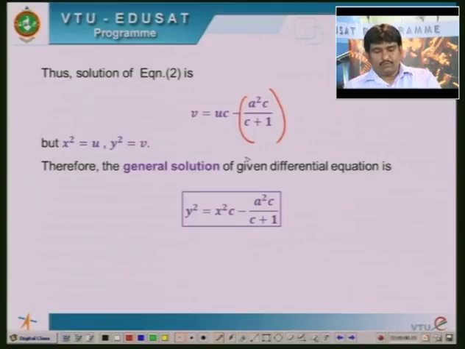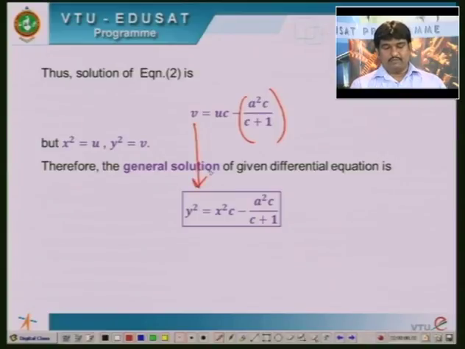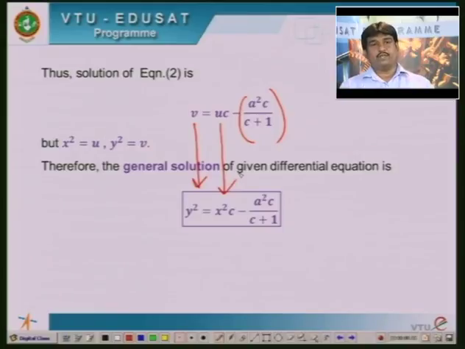This is in terms of the new variables v and u. We have to convert this in terms of x and y. We know that x square is u and y square is v. Therefore, the general solution of the given differential equation, replacing v by y square and u by x square, is y square equals x square c minus a square c divided by c plus 1.